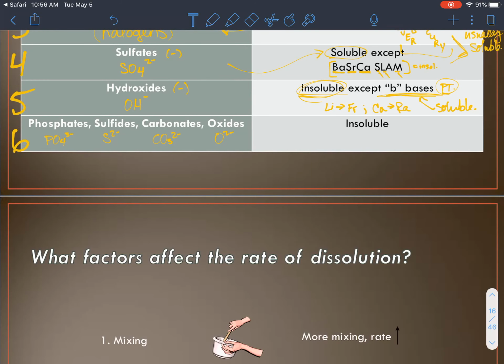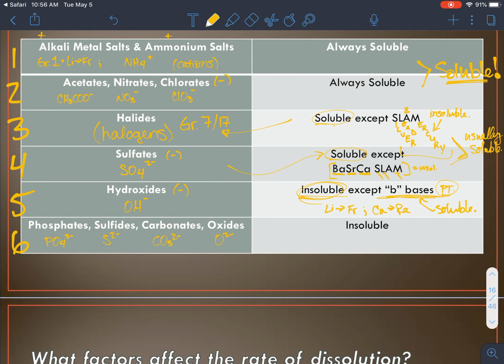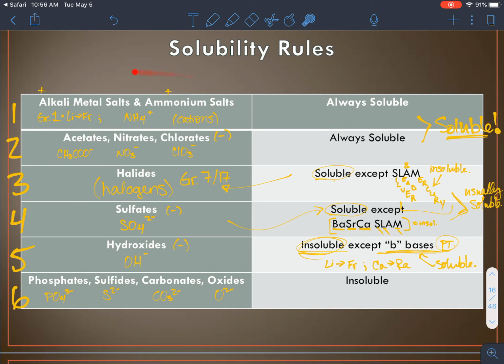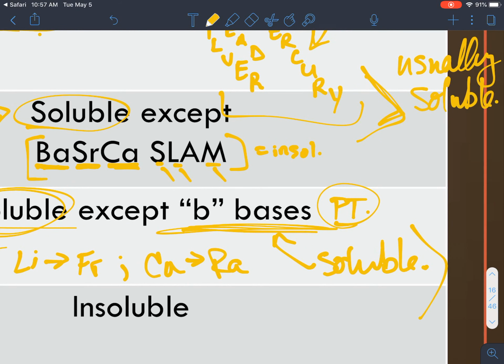All right, so anytime you have an anion that is a phosphate, a sulfide, a carbonate, or oxide, it's insoluble. And again, I'm going to remind you, the number 1 rule at the top trumps this rule. So if we were to have lithium oxide, it is soluble because lithium is an alkali metal. So make sure that you go in order, check your cations first, and then if your cation does not meet one of the requirements of rule number 1 up here, then you can pay attention to all the anions in rules 2 through 6. But again, that first chunk overrides all the rest. Okay, so down here we're just gonna write insol.